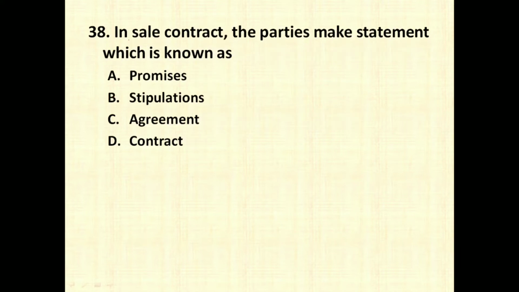The next question is: in a sale contract the parties make statements which are called promises, stipulations, agreement or contract. So this is called stipulations. These are the conditions or the warranties which are given against a particular statement or a product.